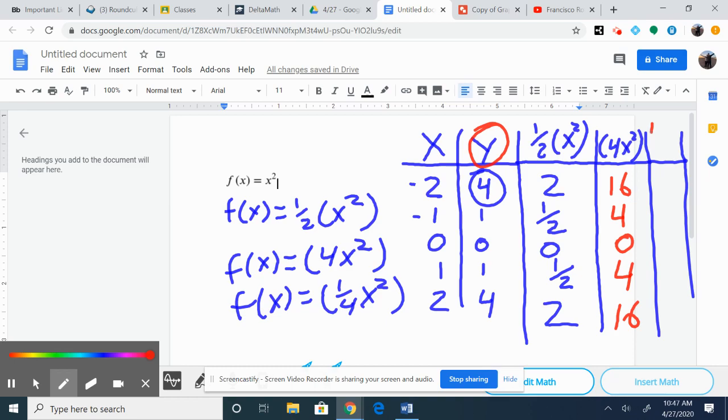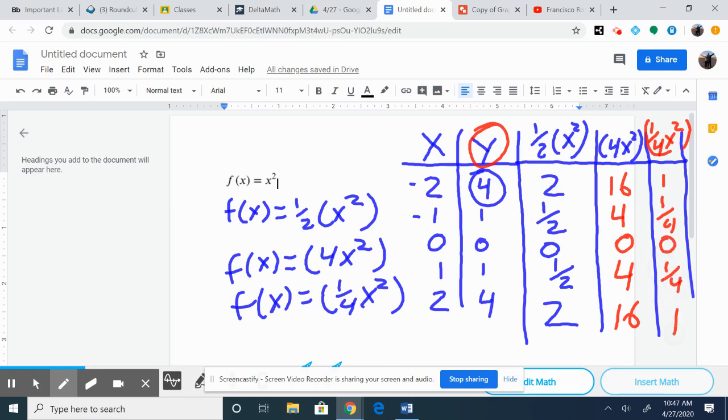If we go with 1/4 x squared on the inside of the parentheses, then all we have to do is take 4 and multiply that by 1/4. So that would be equal to 1. And 1 times 1/4 would be 1/4. 0, and then 1/4, and 1.